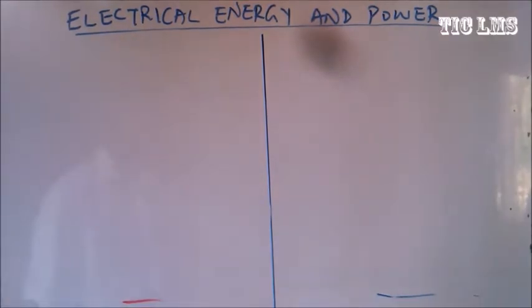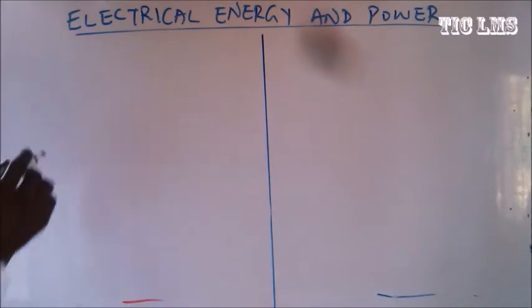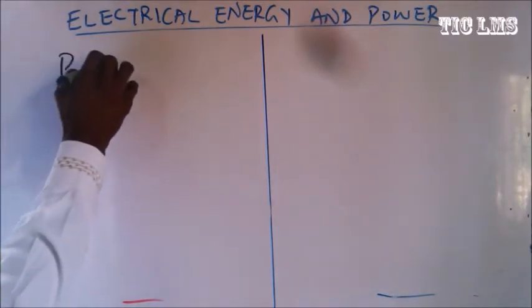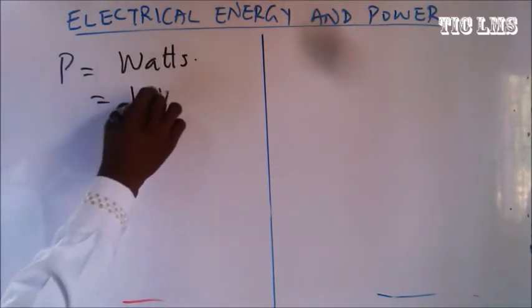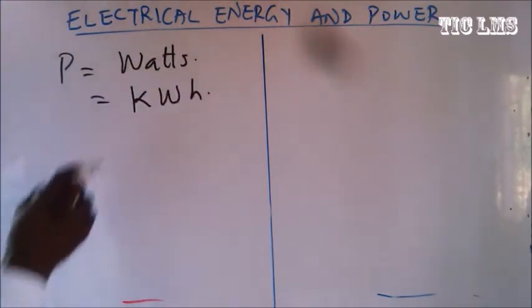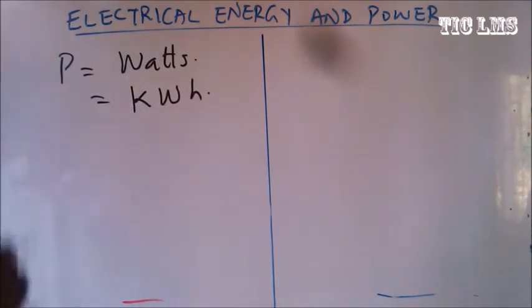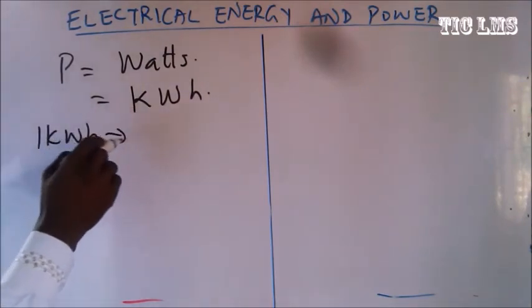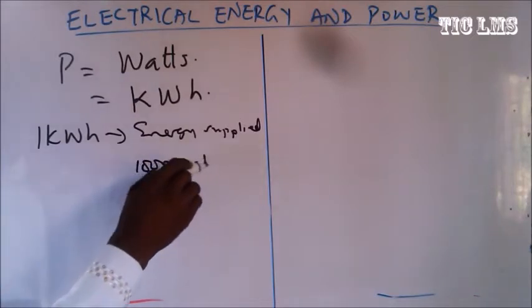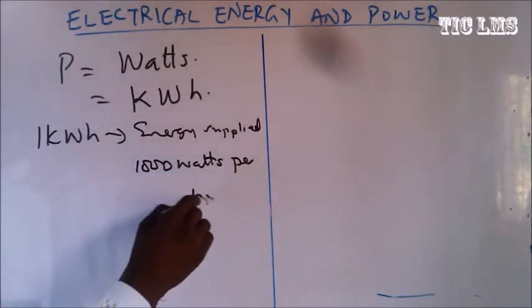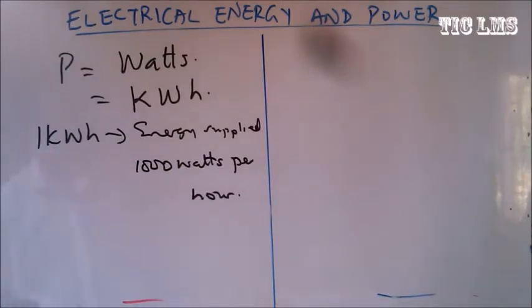Then it's worthy to note that commercially, electricity is measured in kilowatts, where power has the unit of watts. So electricity is measured in kilowatt hour, meaning power over time, and 1 kilowatt hour is energy supplied at a rate of 1000 watts per hour. Next, we move on to capacitors.